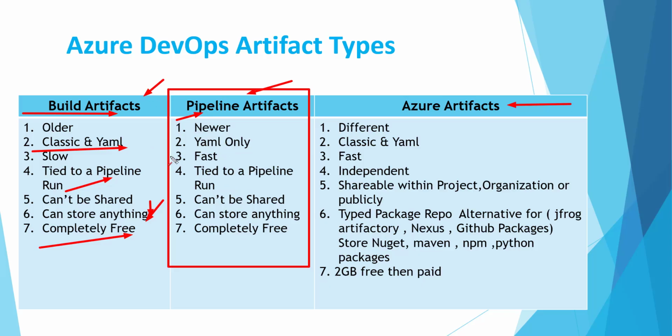So that is for the build artifacts and the pipeline artifacts. They can store anything. They are free. They are accessed in the pipeline run. One is slower and one is faster.